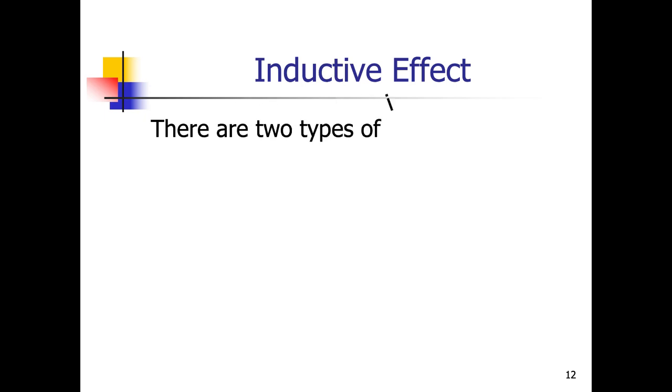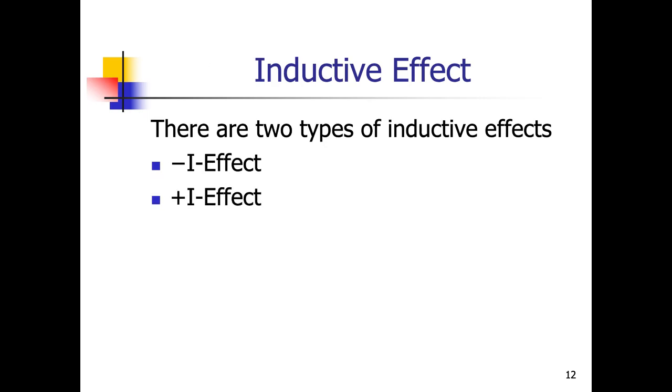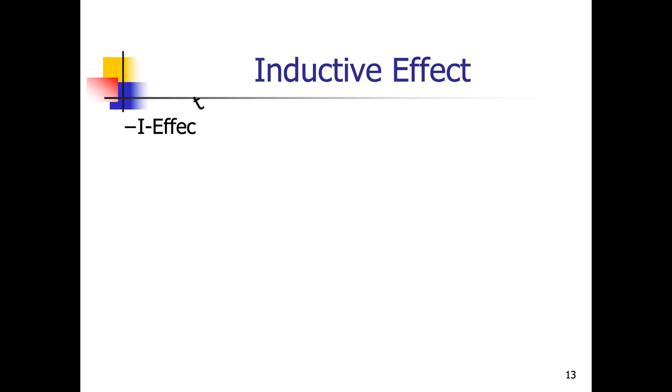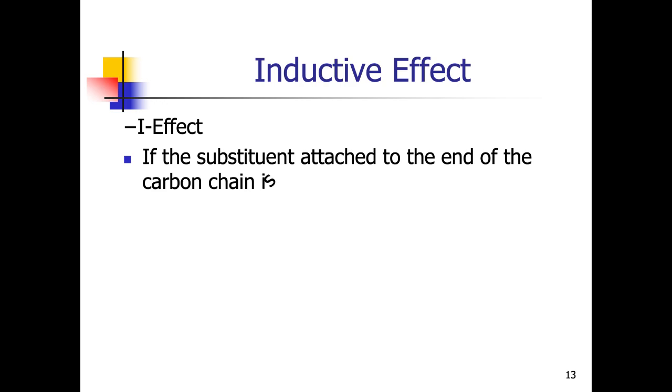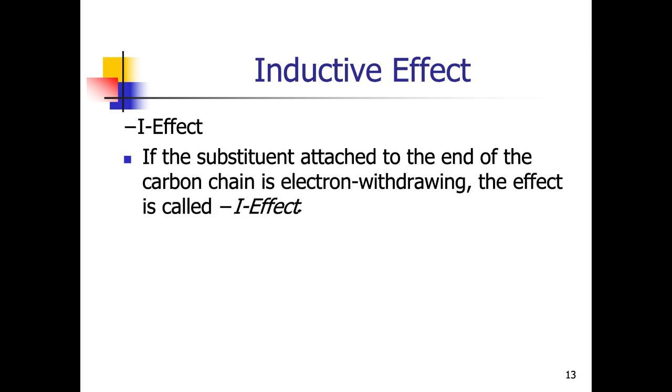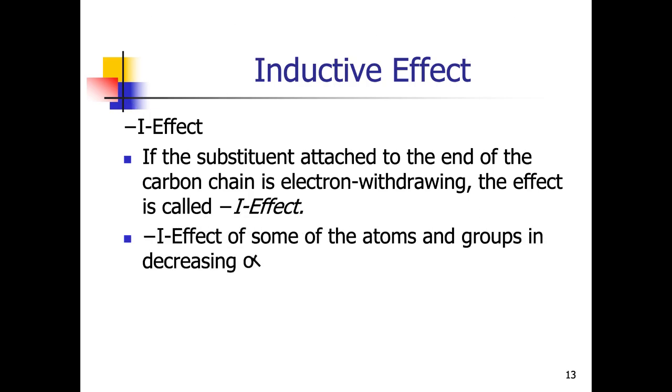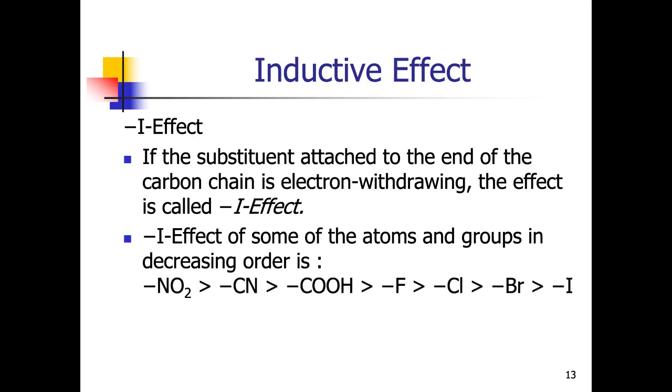There are 2 types of inductive effects: minus inductive effect and plus inductive effect. Minus inductive effect: if the substituent attached to the end of the carbon chain is electron withdrawing, the effect is called minus inductive effect. The minus inductive effect of some of the atoms and groups in decreasing order is nitro, nitrile, carboxyl, fluorine, chlorine, bromine, iodine.